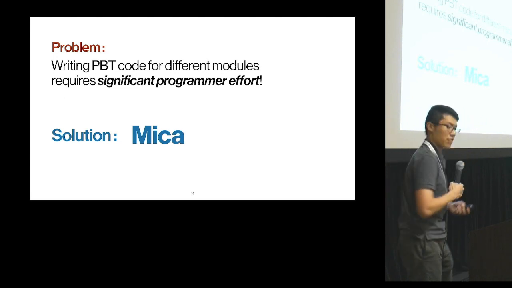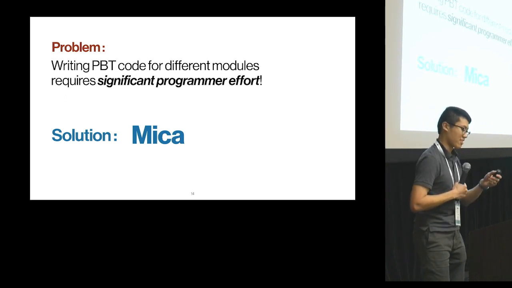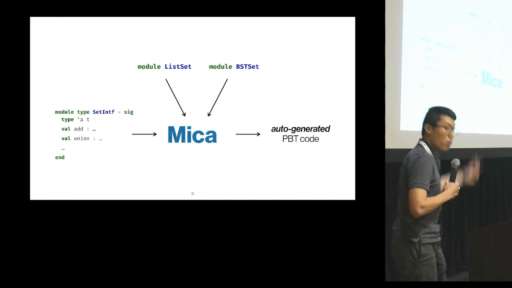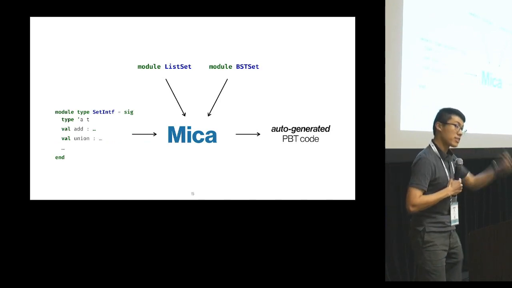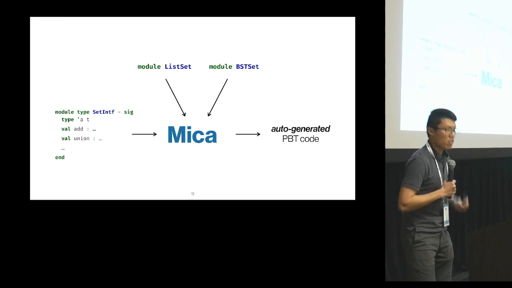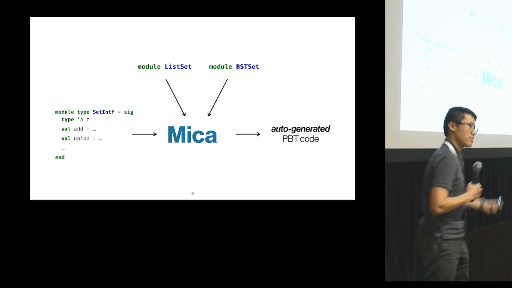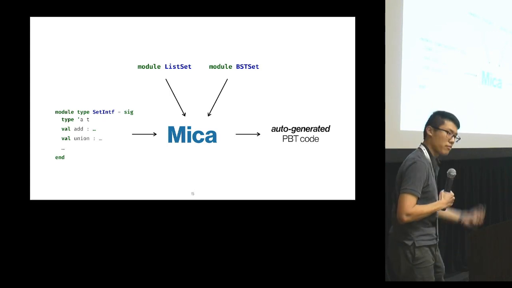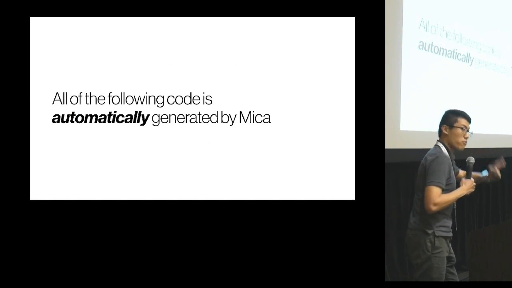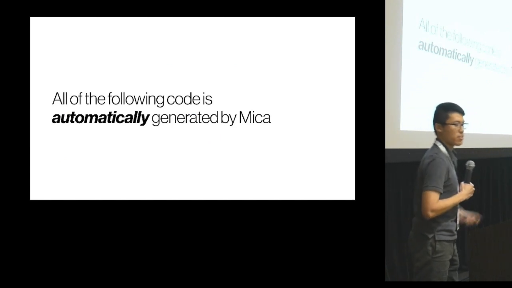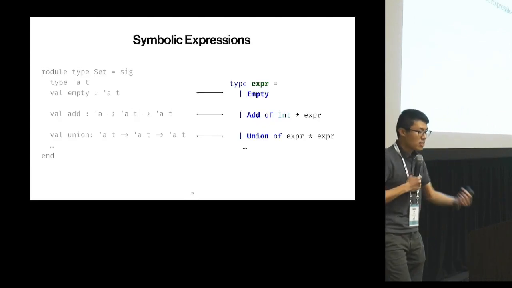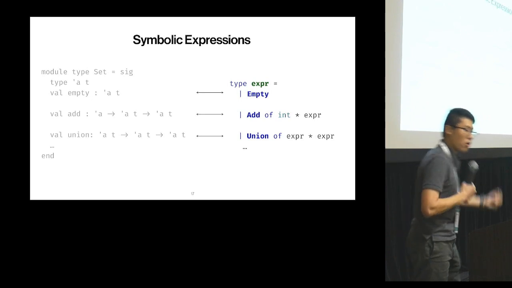Mica is a tool that aims to solve this problem automatically. This is how Mica works. As the user, I give Mica a module signature and two modules implementing the same signature. Mica parses this signature and automatically generates property-based testing code specialized to this signature without any programmer interference needed. Now, I promise that all of the code I'm going to show you from now on is automatically generated by Mica. The first thing that Mica gives us is a data type, an algebraic data type of symbolic expressions.